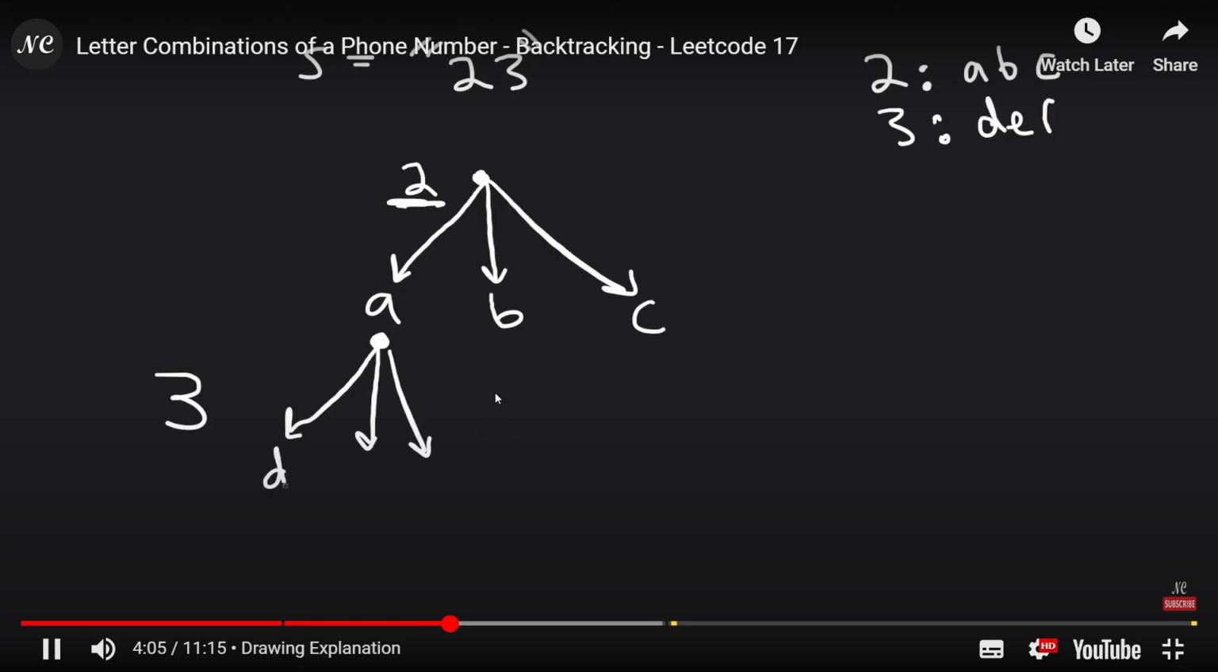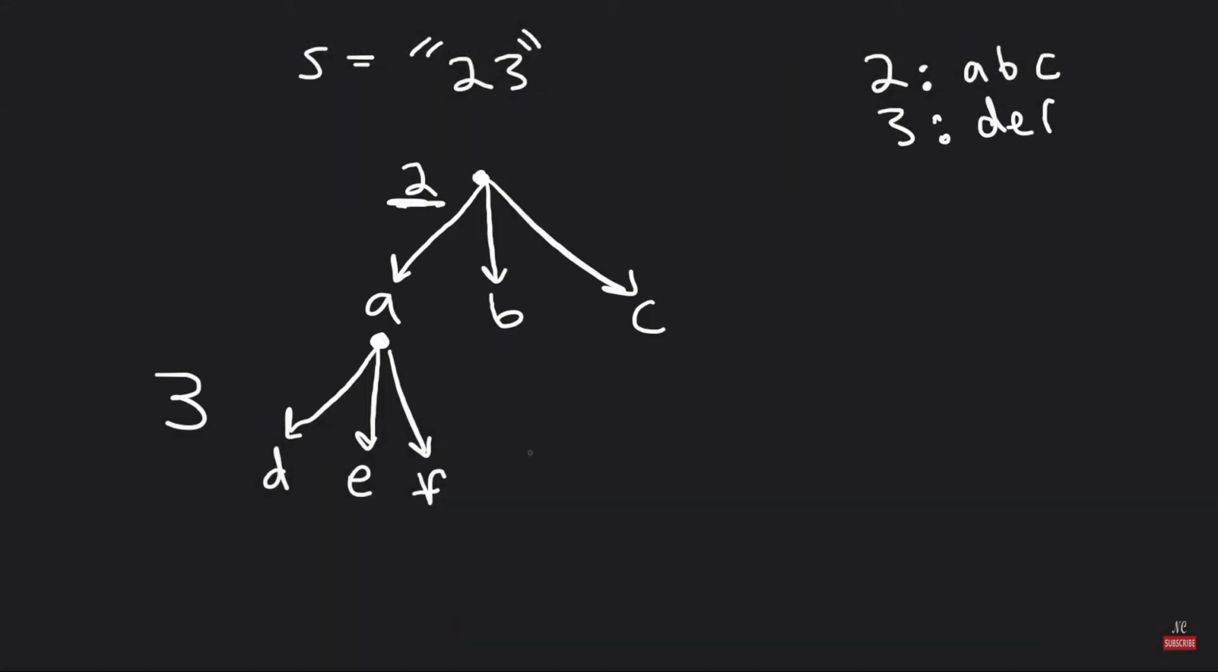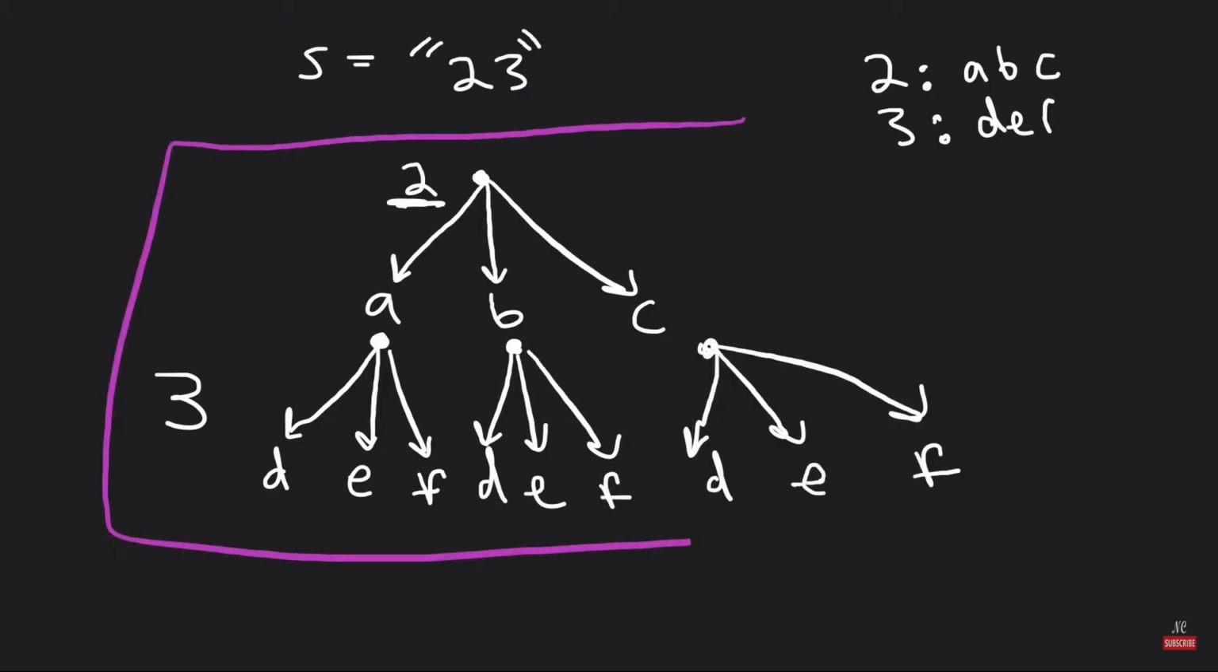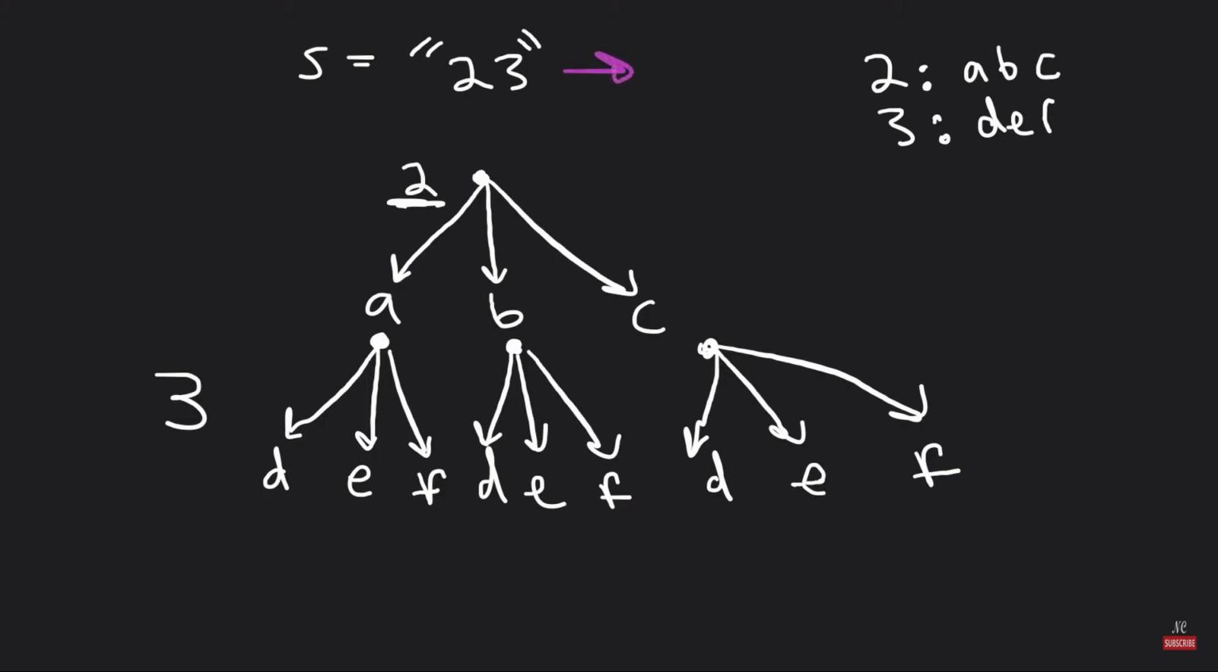We could have a D, we could have an E, or we could have an F. And that's going to be true for every single one of these, right? We could basically put a D, E, F after each of them. And this is the entire backtracking tree. So based on this, what's our solution? Because remember, we want to know the strings that this could map to.